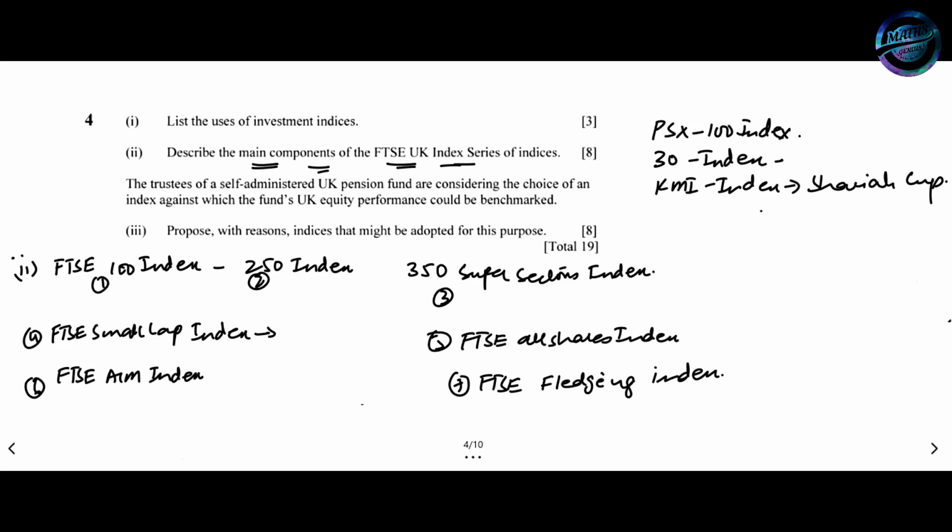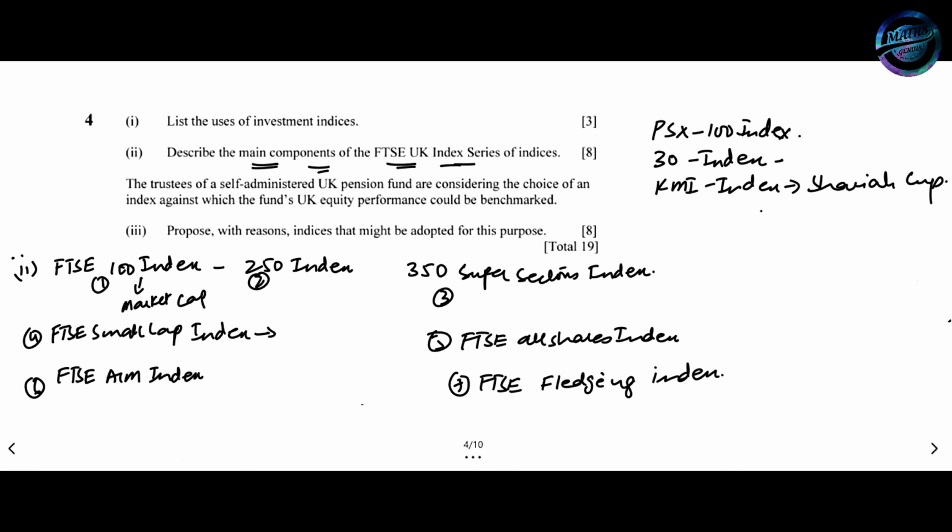Okay, so what is the FTSE 100 index? We should be aware that it consists of the 100 largest companies. The important keyword is market capitalization, so 100 companies based on the market cap.